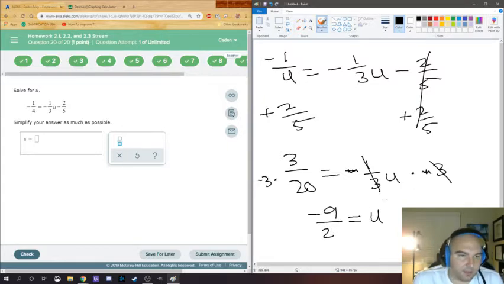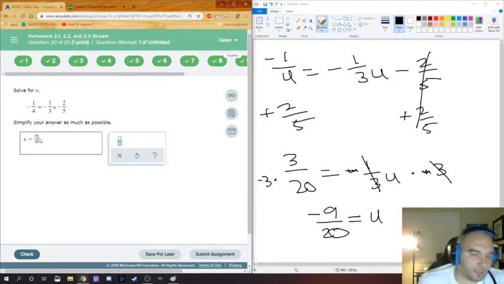Oh, I'm deleting things left and right. It's so painful. I have to hold it so uncomfortably to do it properly. Why does it have to be this way? Alright, negative 9/20. Yes, a fraction-y one. Check.